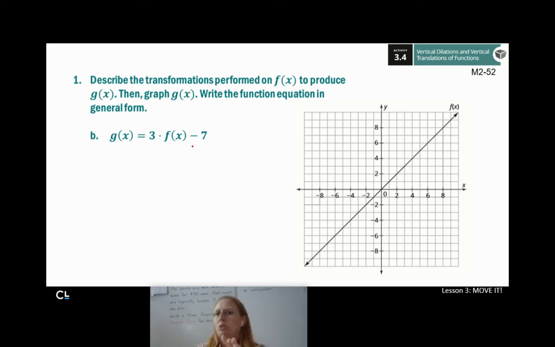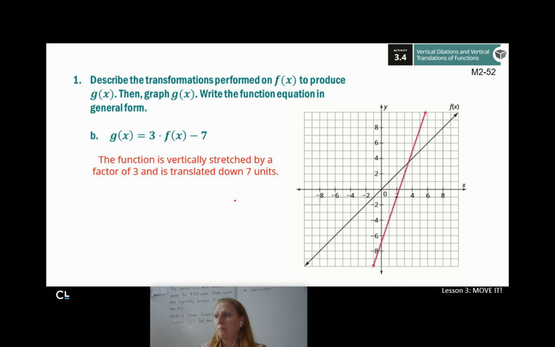Well, I say it's being multiplied by 3. So again, 3 is greater than 1, so we're going to stretch. We're going to vertically stretch by a factor of 3. I see a minus 7, so it's going to translate down 7 units. So vertically stretch by a factor of 3, and translate down 7 units.